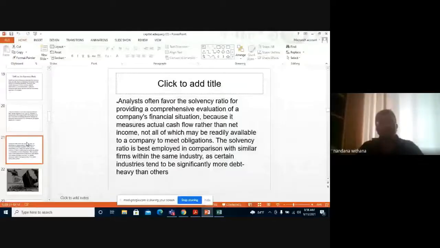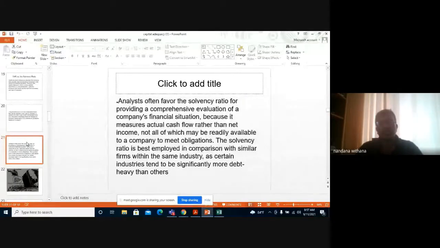Okay, so solvency ratios. Some analysts are actually interested in that because you are not looking into profit and some other imaginary figures, but actual cash flow. So in liquidity, you will see whether you have enough money. Okay, so you actually measure cash flows rather than net income, not all of which can really be available to a company to meet its obligations.